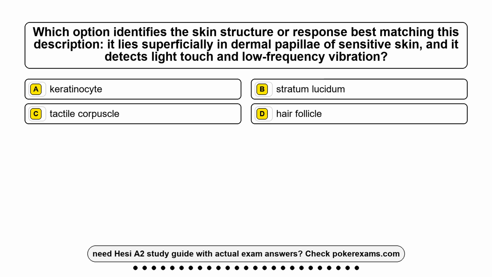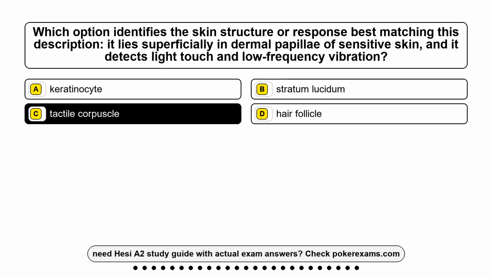Question 14. Which option identifies the skin structure or response best matching this description? It lies superficially in dermal papillae of sensitive skin, and it detects light touch and low-frequency vibration. Option A, keratinocyte. Option B, stratum lucidum. Option C, tactile corpuscle. Option D, hair follicle. The correct answer is option C, tactile corpuscle.